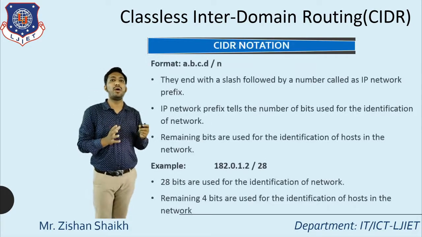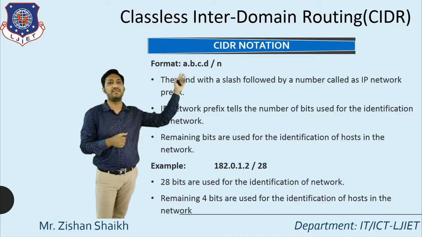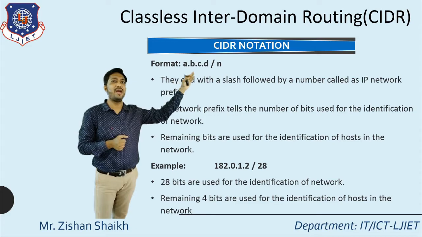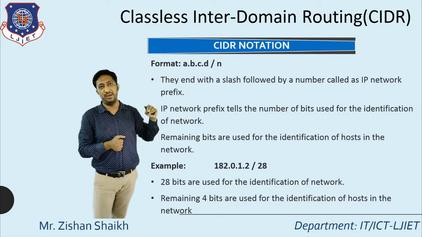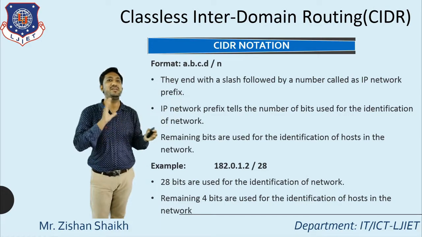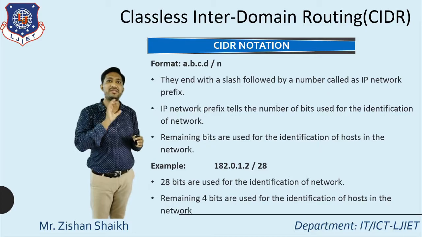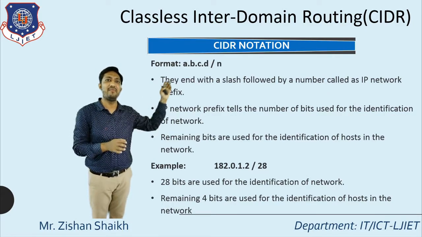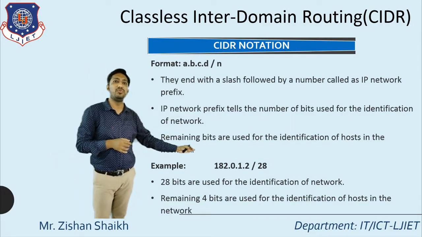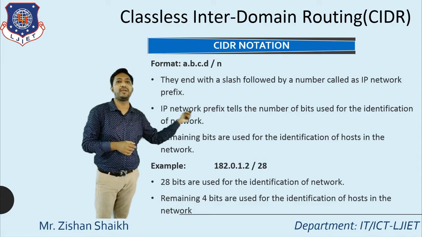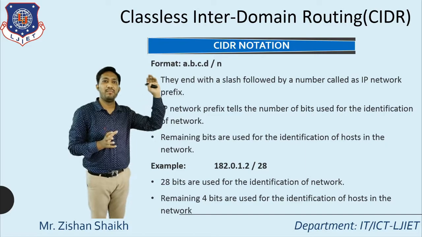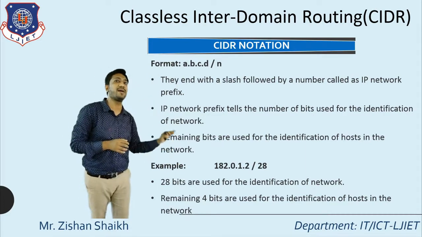When we talk about the exact specification of CIDR, the CIDR notation has 4 octets, and after that the prefix is available. In classful IP addressing, the prefix is not compulsory. When we use CIDR notation, we need the prefix. This is an example: 182.0.1.2/28. But for 182, we cannot say that it belongs to class B.